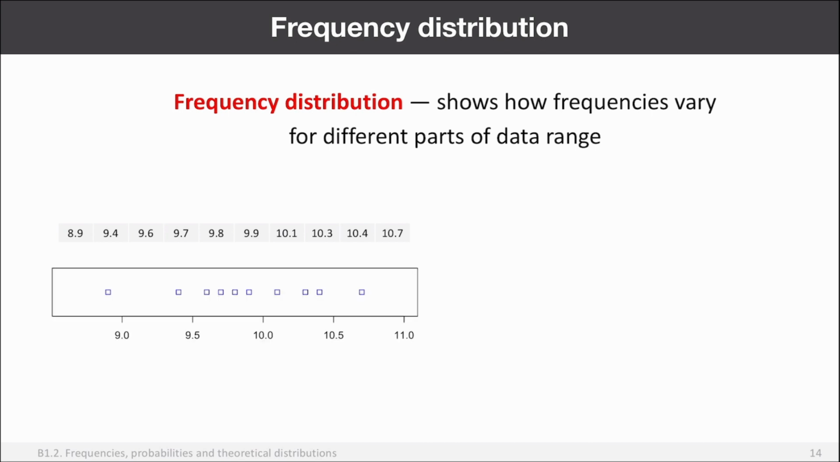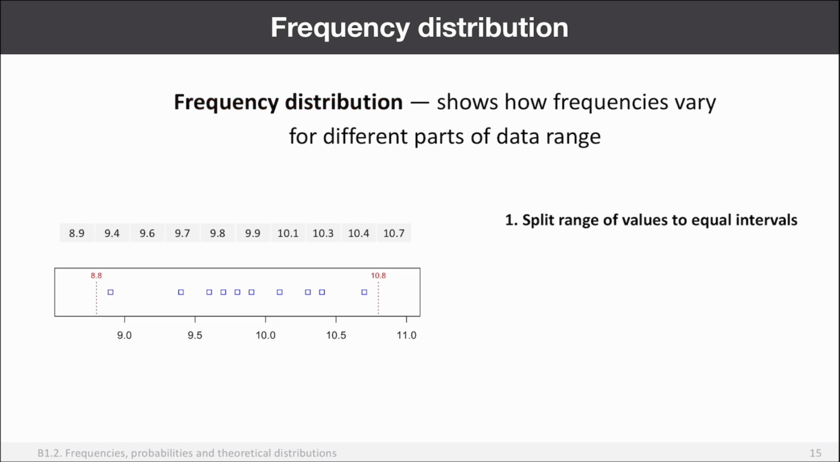To do that, first of all, we need to take the whole range. So in our case, we take the smallest value and the largest value and get the range a little bit wider. So the smallest and the largest value are all inside this range, inside this interval. In my case, I set the boundaries of my big interval, of the big range, as 8.8 and 10.8. So both smallest and largest values are inside, right?